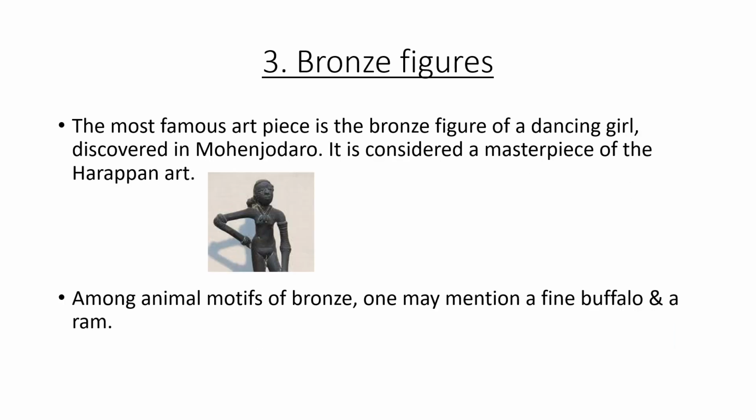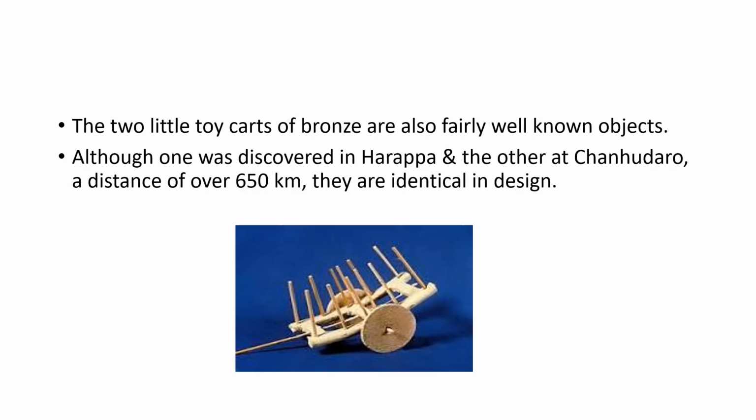Then we have bronze figures. The most famous art piece is the bronze figure of a dancing girl, which was discovered in Mohenjo-daro, and it is considered to be a masterpiece of the Harappan art. You can see the picture of the bronze dancing girl in this slide. And among animal motifs of bronze, one may mention a fine buffalo and a ram. Then we have two little toy carts of bronze, which are also fairly well-known objects. And although one was discovered in Harappa and the other at Chanhu-daro, a distance of over 650 kilometers, they are identical in design. So you have the picture of the toy cart found at Harappa and Mohenjo-daro.